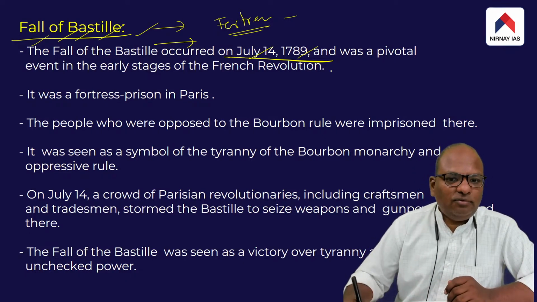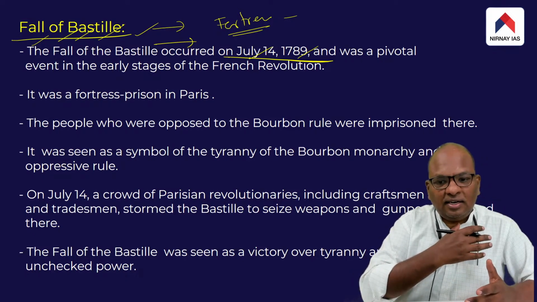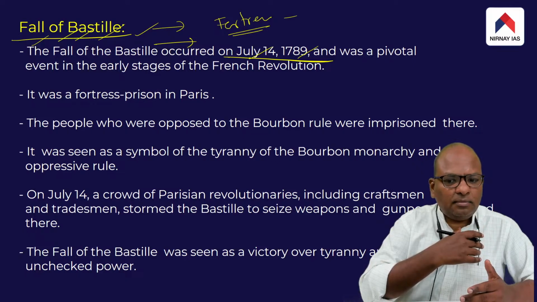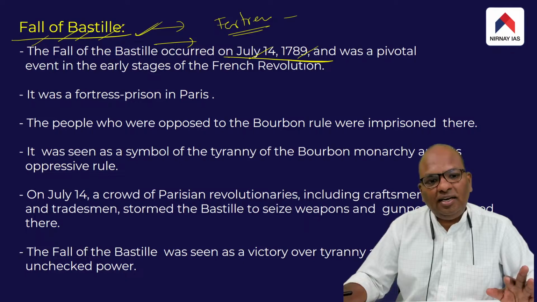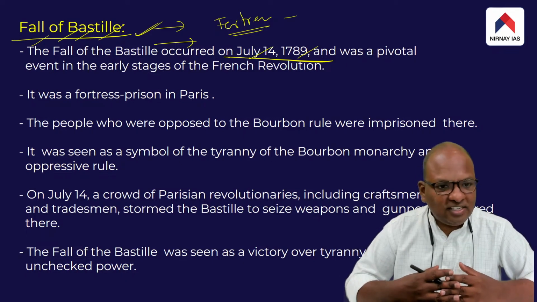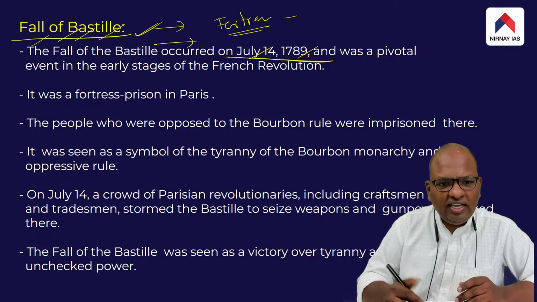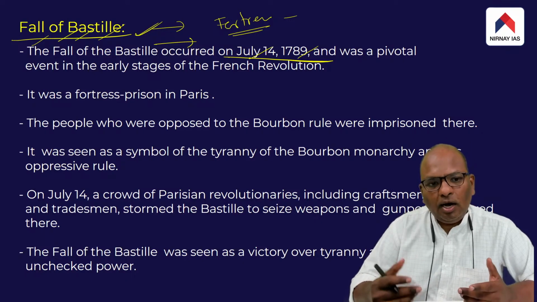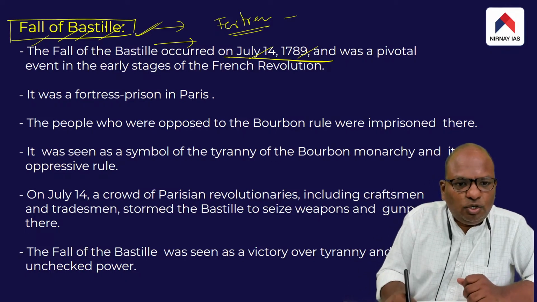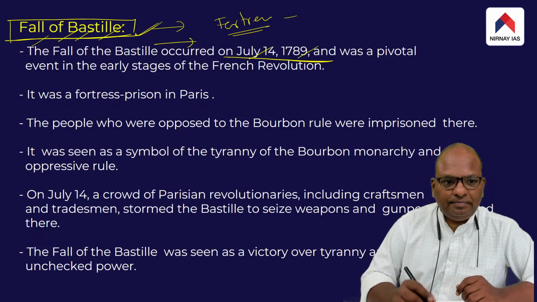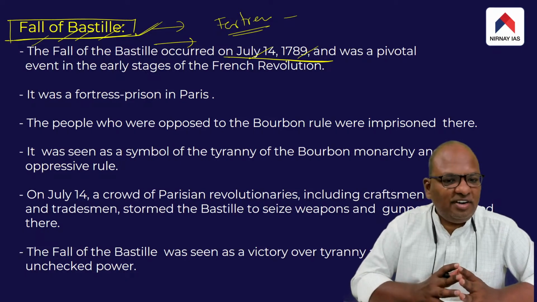So on 14th of July 1789, the commoners took up arms, and they attacked and destroyed the Bastille fort. They looted the arms and ammunition stored in the Bastille fortress. They also set free the prisoners who were arrested by the ruler. So the fall of Bastille is considered to be the beginning of the French Revolution. It happened on 14th July 1789.